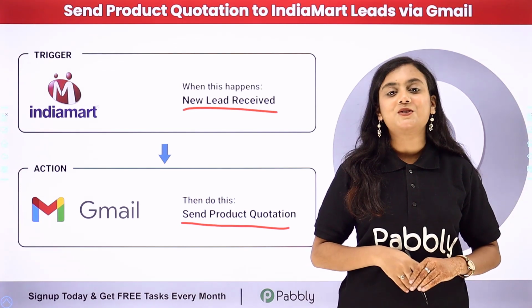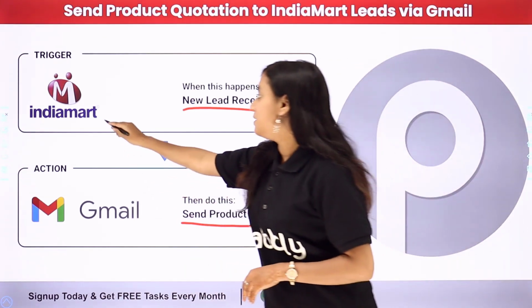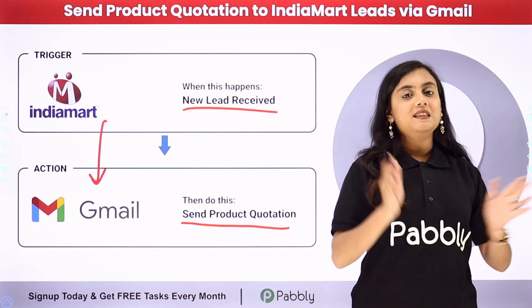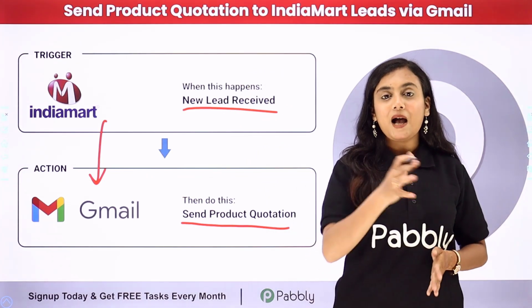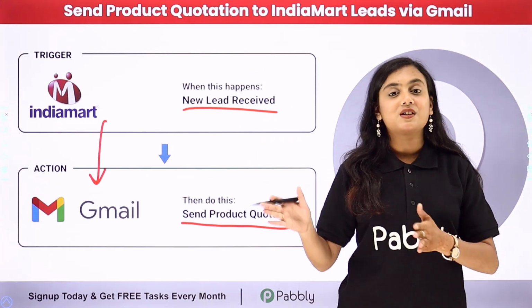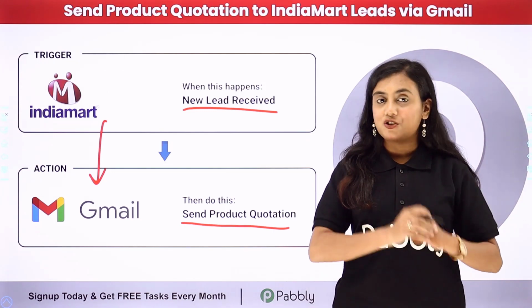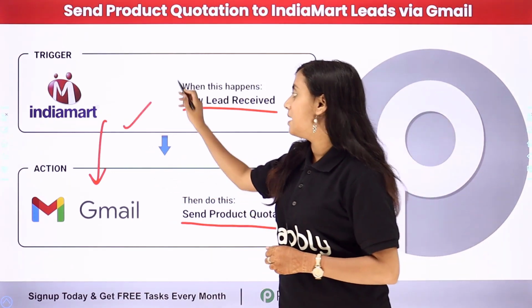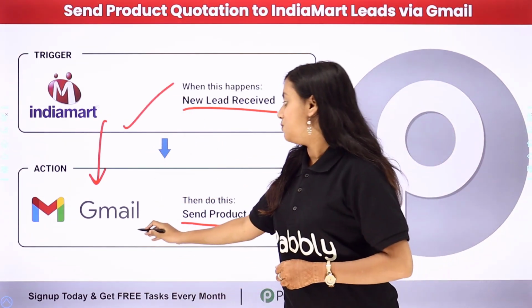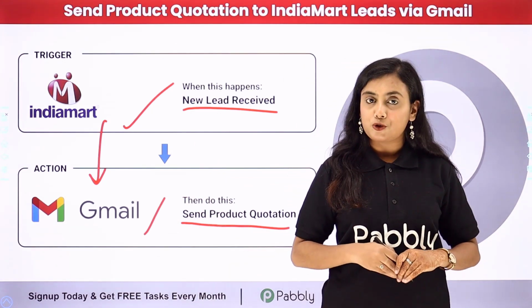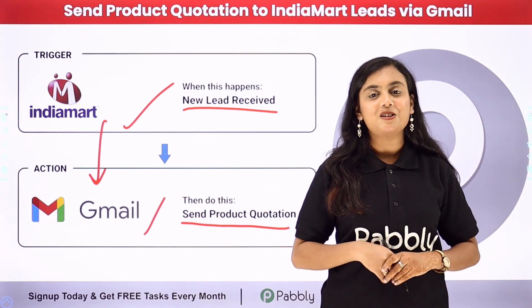For that, we are going to create an automation between IndiaMart and Gmail with the help of Pabbly Connect. Pabbly Connect runs on two concepts, that is trigger and action. In this process, my trigger application is going to be IndiaMart and my action application is going to be Gmail. If you want to learn how to do this automation, then let me take you all to my screen.